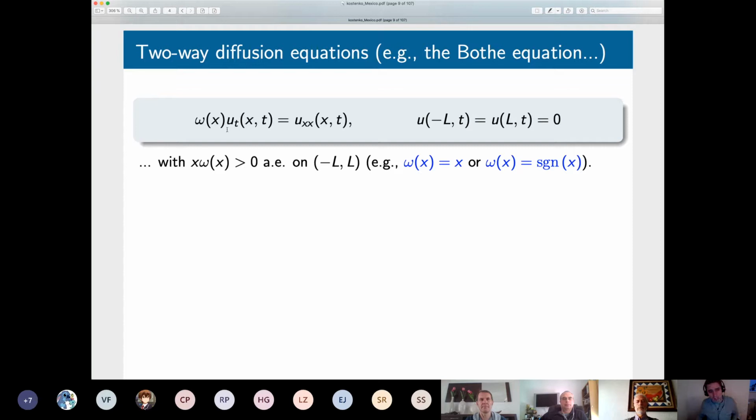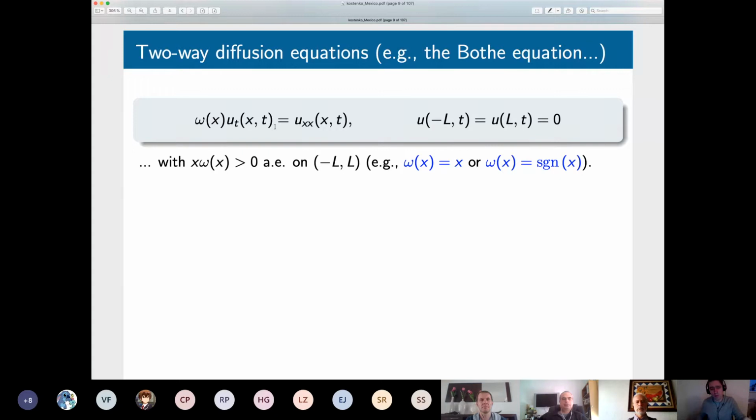But here it's important to assume that omega is indefinite. For example, the Bott equation was introduced, I think, in 1927 in the paper of Bott, who got a Nobel Prize in Physics, if I'm not mistaken. He considered exactly this equation with omega equal to x, and this is called the Bott equation. This equation is parabolic for positive x and anti-parabolic for negative x.